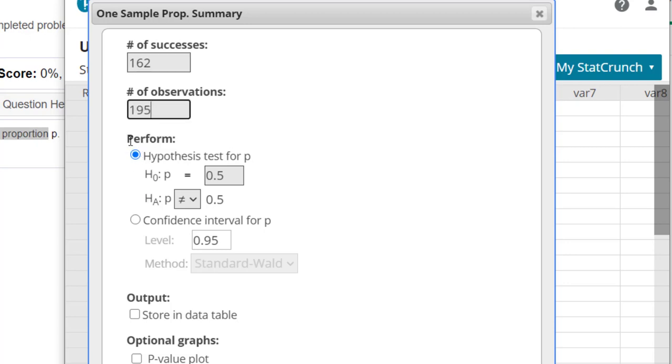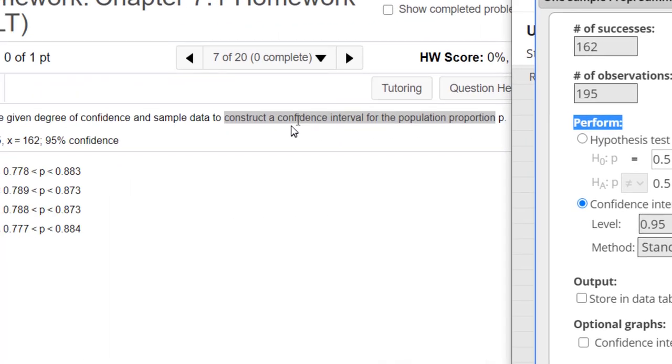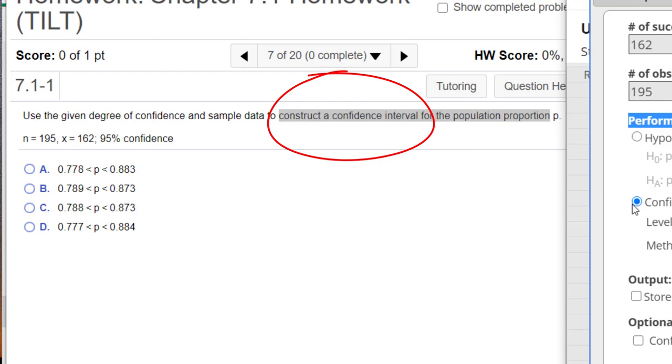And then down here under Perform, you do have two options. These are both the options that we talk about with inferential statistics: hypothesis testing and confidence intervals. Hypothesis testing is reserved for chapter 8 problems, where it asks you to take sample data and test some claim. Since we don't have a claim in the problem that we're testing, and it does ask us to make a confidence interval, we're going to pick the confidence interval option.